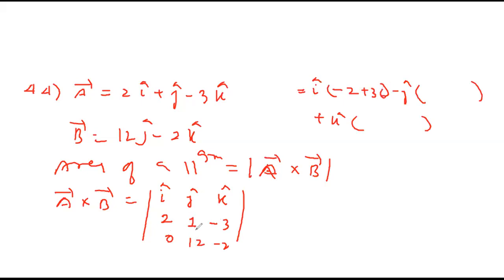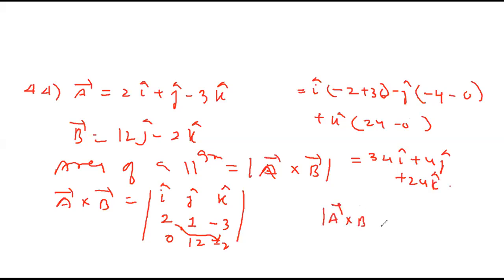For j, forget about the j column. 2 into minus 2 will be minus 4. Minus 3 into 0 is 0. For k, 2 into 12, 24 minus 0. So this becomes 34 i cap plus 4 j cap plus 24 k cap. So the magnitude of this cross product is root of 34 square plus 4 square plus 24 square. Please try till this.